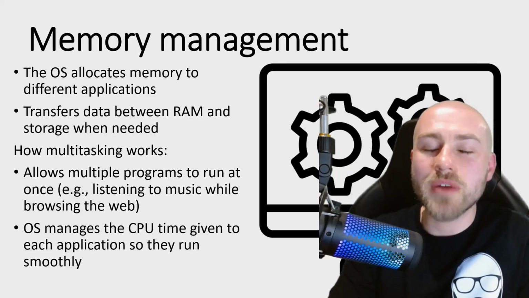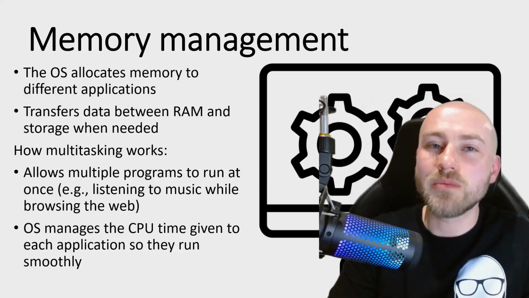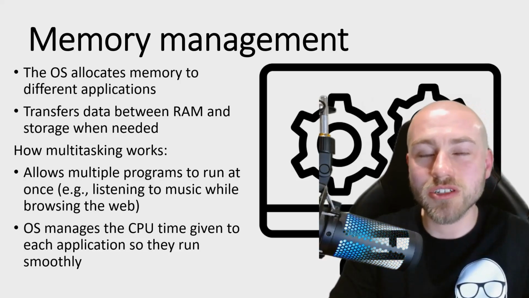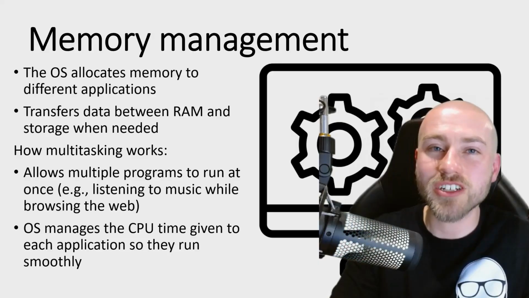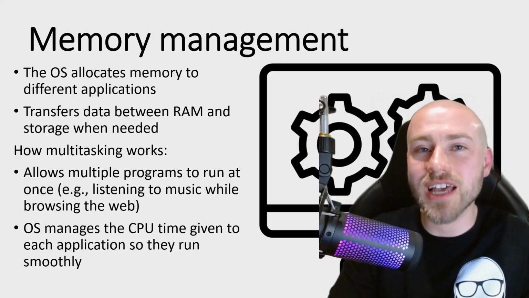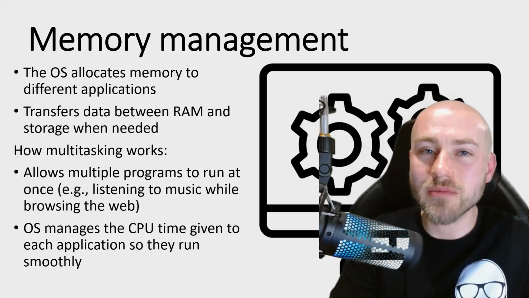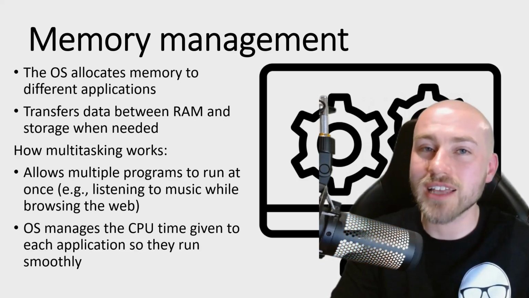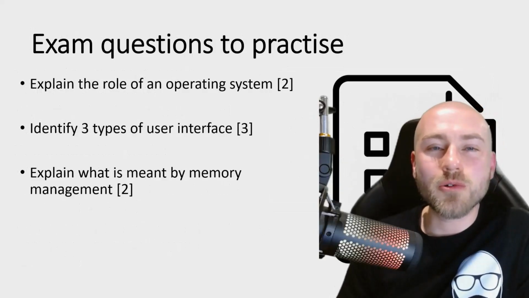Now, as we know, all the way back from our hardware unit, we've got the CPU, which is fetching and decoding those instructions that are coming from all the open applications. Multitasking allows that to happen smoothly, and the operating system will interact with the CPU to ensure that that is happening. Okay, let's have a look at a few questions on this topic.